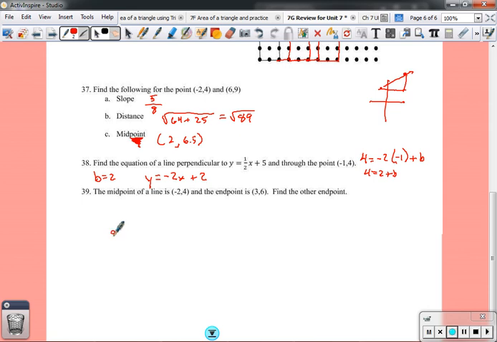The midpoint of this segment is negative 2, 4. One endpoint is 3, 6. So find the new endpoint. From 3 to negative 2 is down 5. So I'm going to go down 5 more all the way to negative 7. The difference between 6 and 4 is down 2. I'm going to go down 2 more, and that puts me at 2. That's your answer, and that's the review.